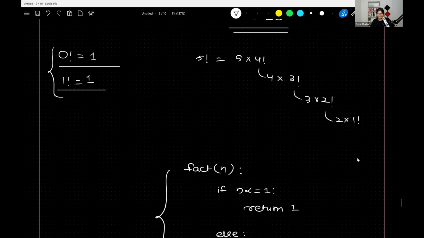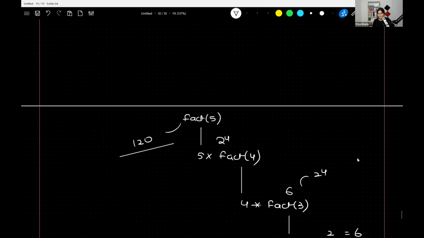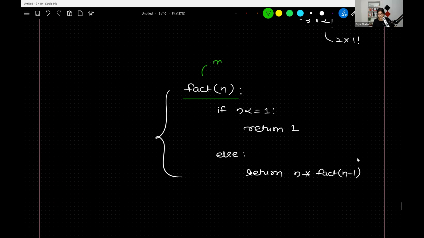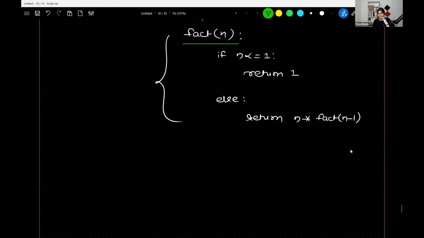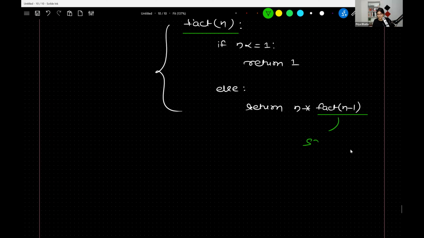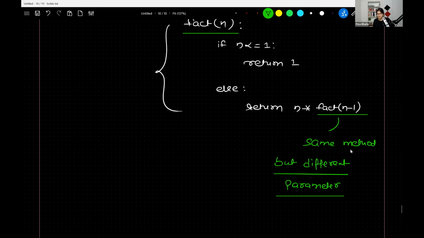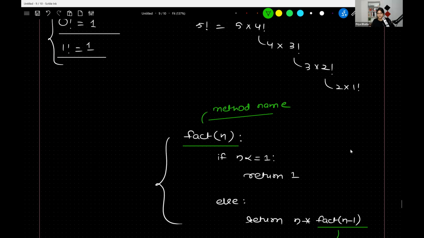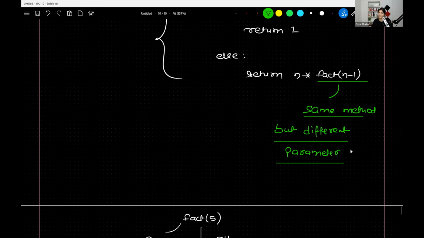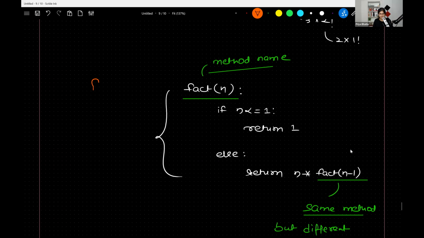Now, is this clear so far? If you observe, this is my method name. And I'm calling the same method inside this fact. Same method or function name, but a different parameter. Right? The method name is the same, but the parameter inside this fact is different, which is n minus 1 at every point of time. And this is why it is called recursion.